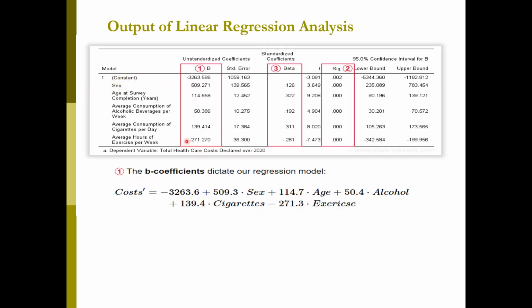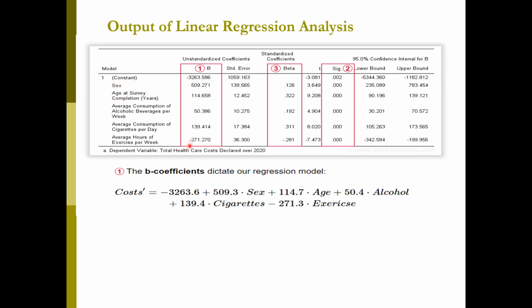For example, in the equation, look at sex. It is 509.271. So you write, and the sign is positive. So we start with positive 509.3, to one decimal place. But what does it stand for? It stands for sex, so we pick our sex there.